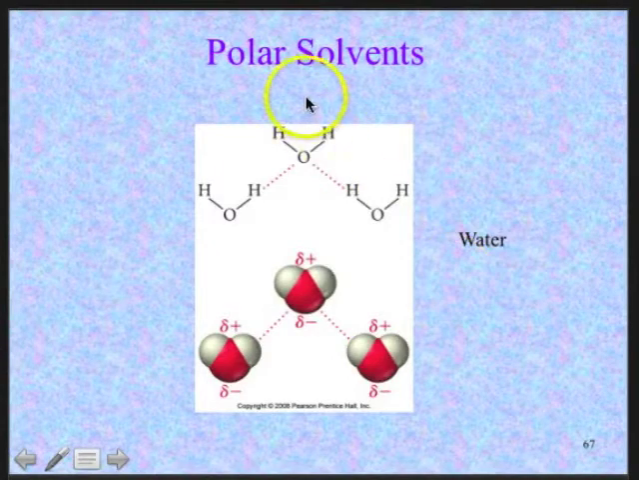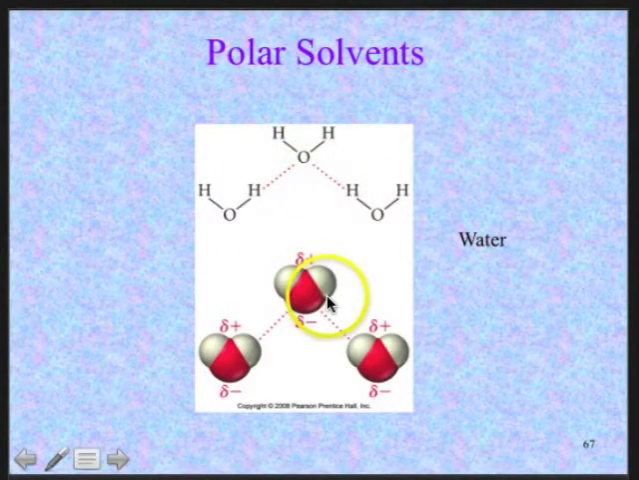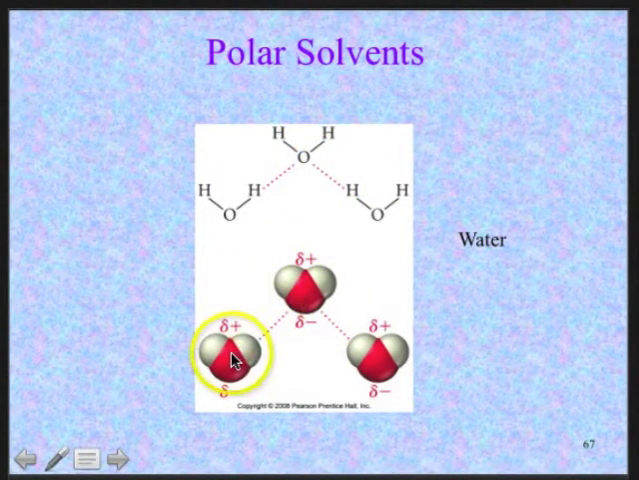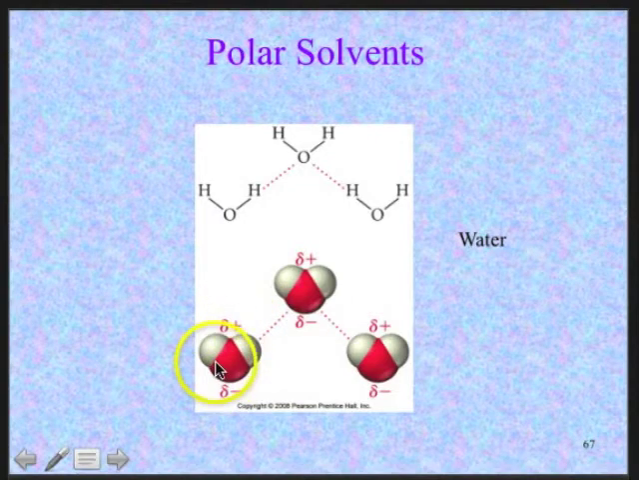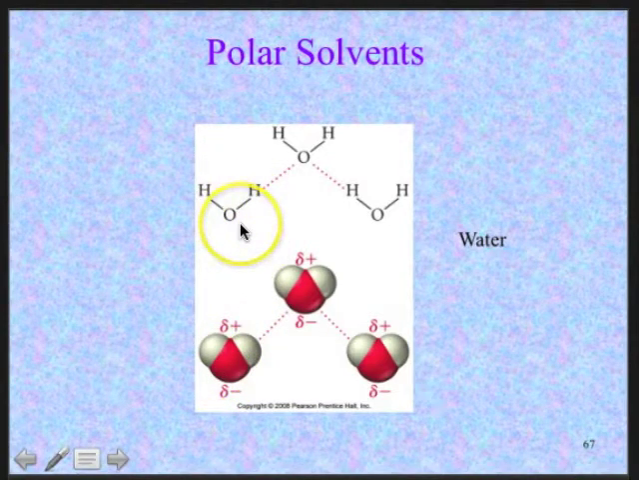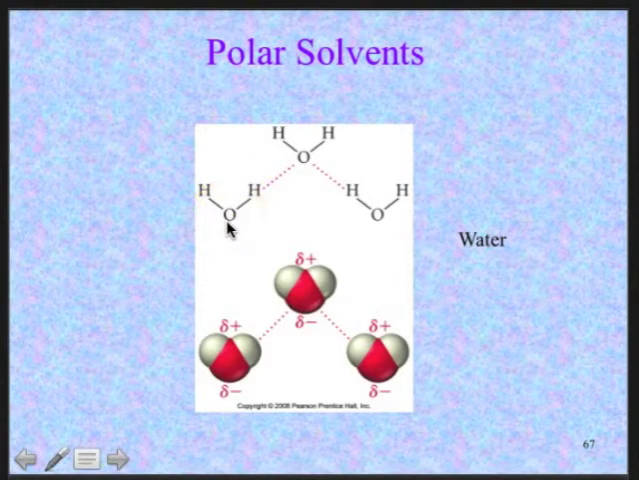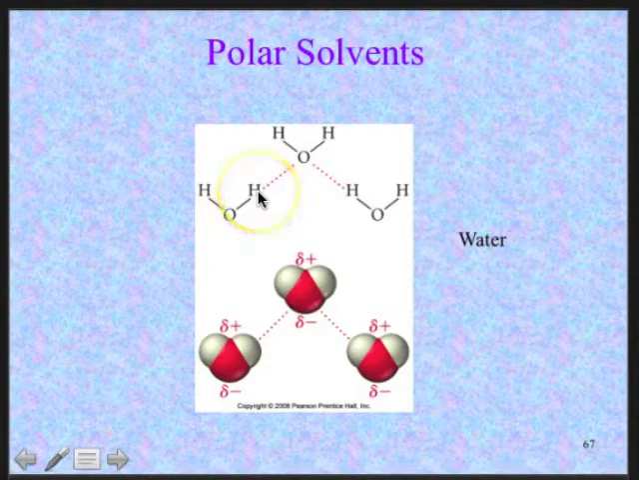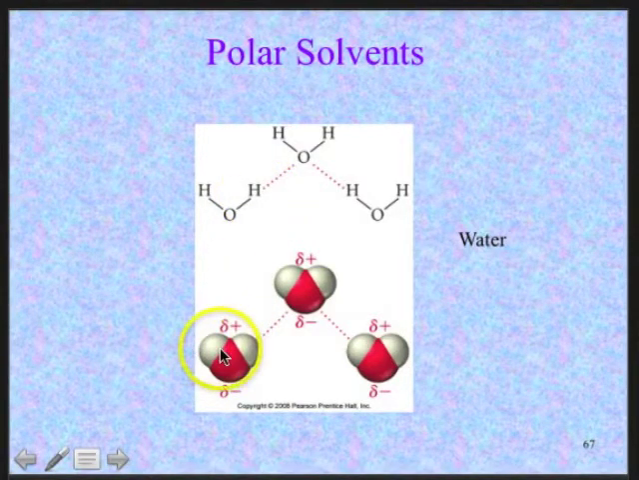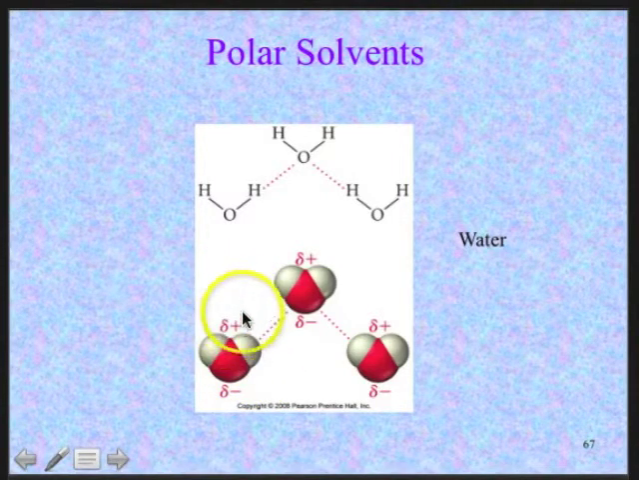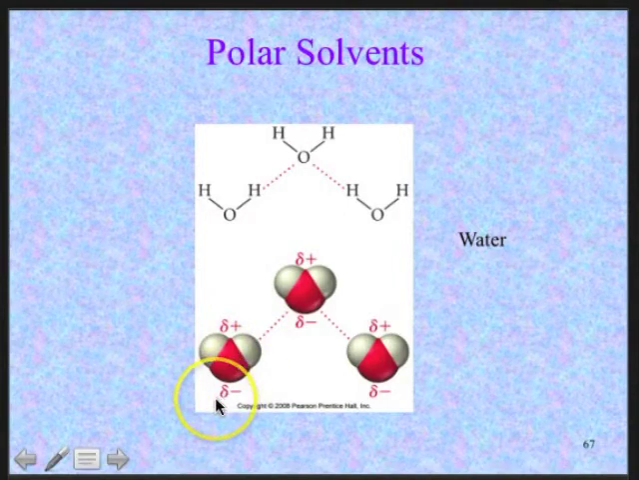Let's take a look at some polar solvents. Of course, there's water. It's polar because of the shape of the molecule and the fact that oxygen is quite electronegative, hydrogen is not, so the oxygen-hydrogen bond is quite polar. Then the asymmetric shape of the molecule means that it has a positive side, the hydrogen side, and a negative side, the oxygen side.